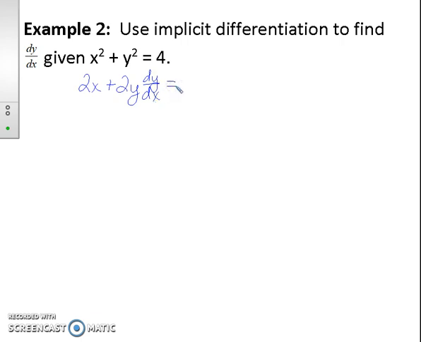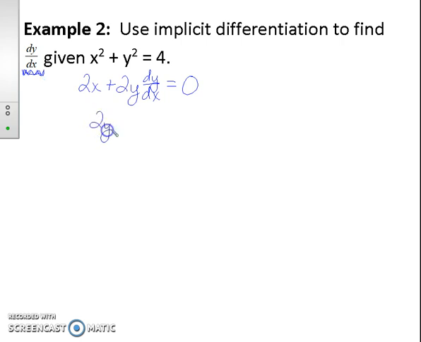Then you bring down your equal sign, and then the derivative of 4 is 0. Now, we are trying to find dy dx. So these implicit differentiation problems are not going to be done until they say dy dx equals. So at this point, the derivative is taken care of. It's now just an algebra problem of solving for dy dx. In this particular problem, I only have one dy dx, so I just need to isolate it.